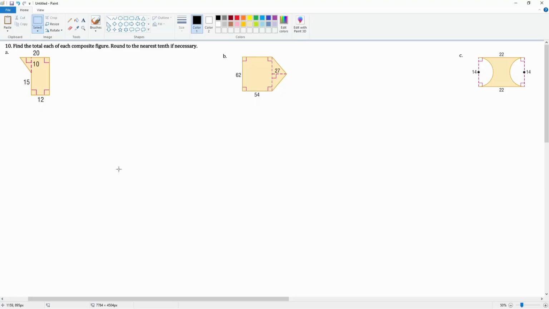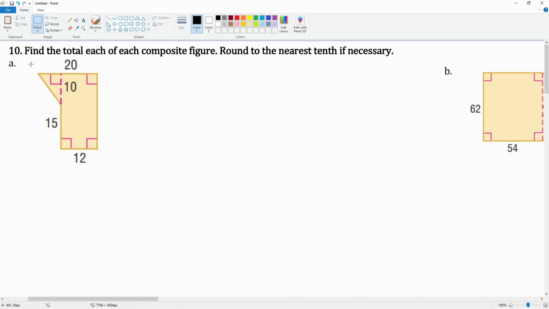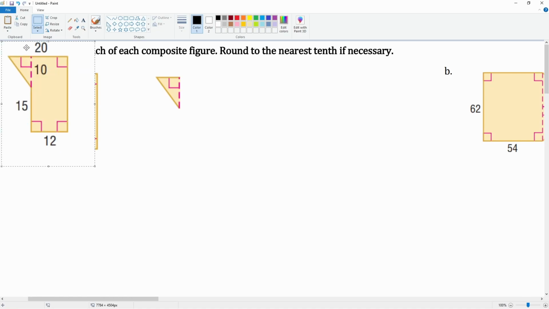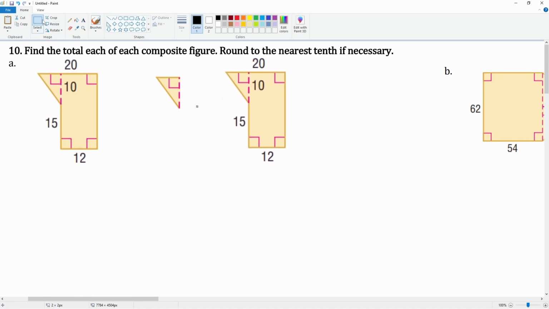All right, number 10, you're going to find the area of this composite figure here. So when we take a look, here is our composite figure. It is best to always break it up into individual pieces. So here I have the first part, which is a triangle. And then the other part here is going to be a rectangle.